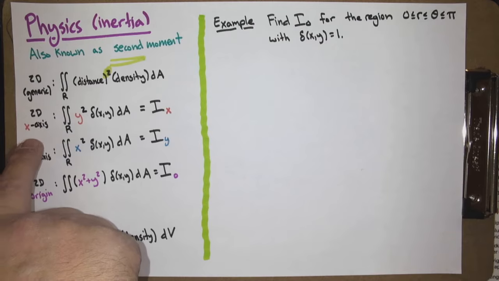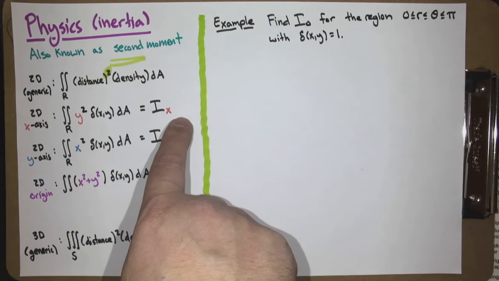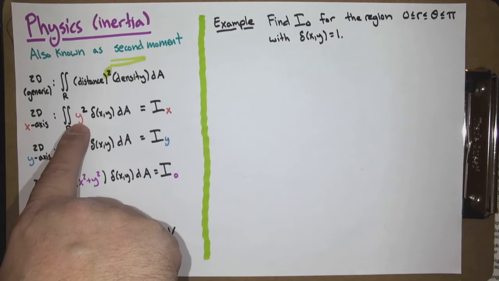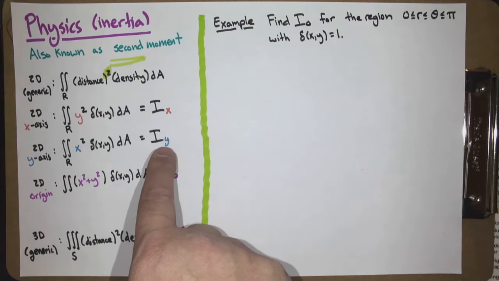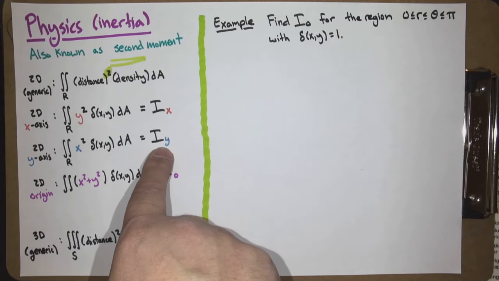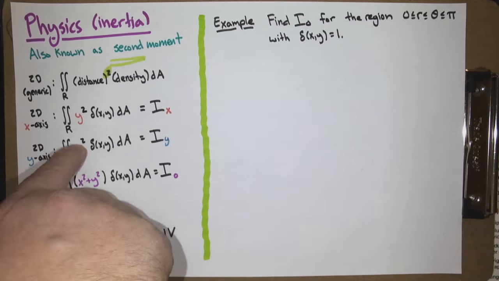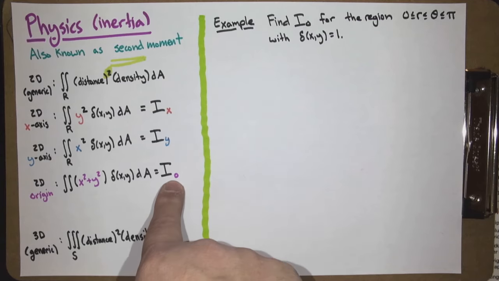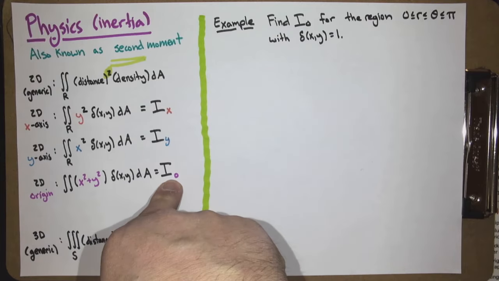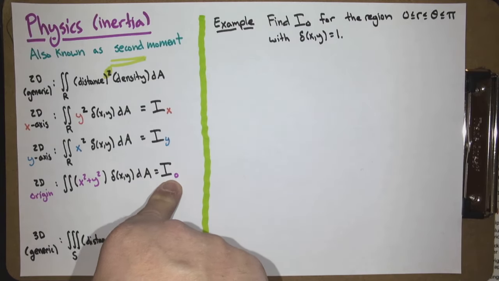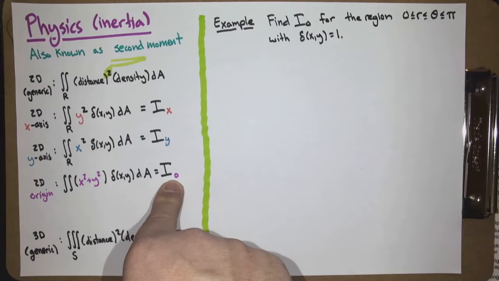So in 2 dimensions, we can talk about the inertia with respect to the x-axis, and that's y squared. We can talk about the inertia with respect to the y-axis, so that gives you x squared. Same thing with moments. There's one other thing we can talk about, which is inertia with respect to the origin. Now, if I'm at a point x, y, what's my distance to the origin?